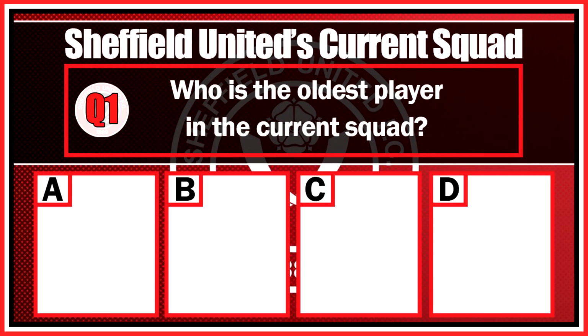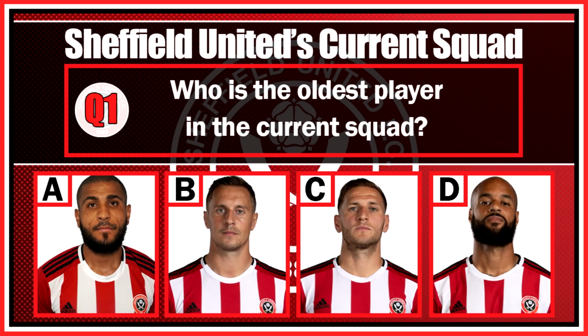Question number 1. Who is the oldest player in the current squad? Is it A, Leon Clark? Is it B, Phil Jagielka? Is it C, Billy Sharp? Or is it D, David McGoldrick?